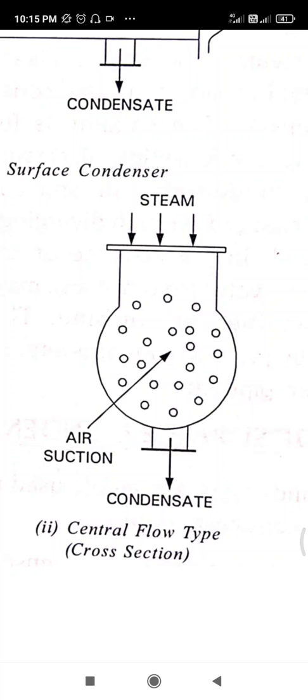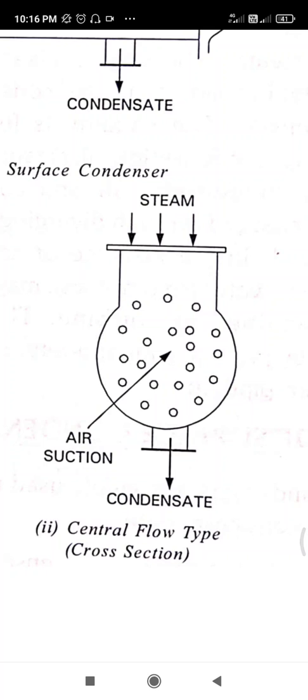Once again I will explain the working of this central flow surface condenser. You can see the cross section of a central flow condenser. In this case, the air extraction pump is placed at the center and the condensate pump is situated at the bottom. The steam enters at the top and moves radially inward. The condensate then leaves at the bottom where the condensate pump is located. In the central flow surface condenser, the whole periphery of the tubes is used, which provides better cooling area.